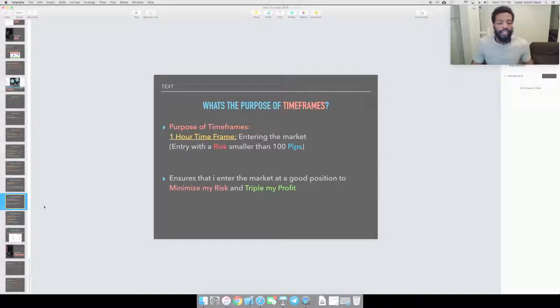And last but not least is the lowest time frame, and I use the 1 hour time frame. This 1 hour time frame helps me enter the market with an entry of low risk, smaller than 100 pips. And this ensures that I enter the market at a good position to minimize my risk and to triple my profits. And that's the whole goal.